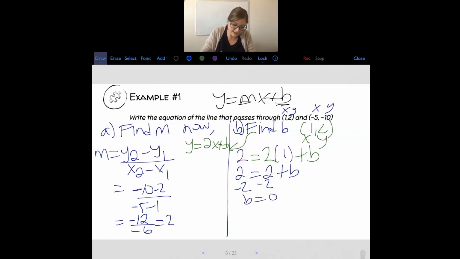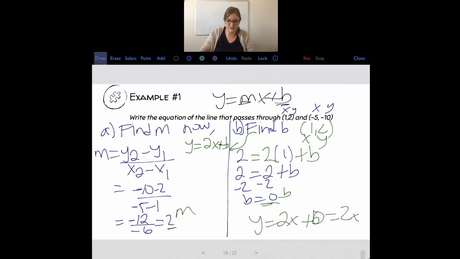So now we put it all together. We found m, we found b, and so our equation is y is equal to 2x plus 0, which is just 2x. Okay, so the final answer here is y equals 2x. Okay. Let's go through another example.